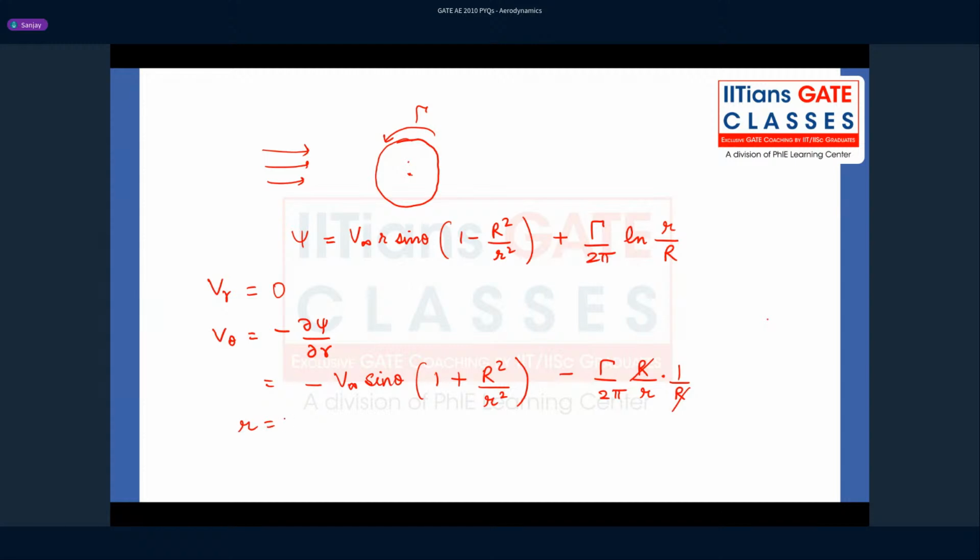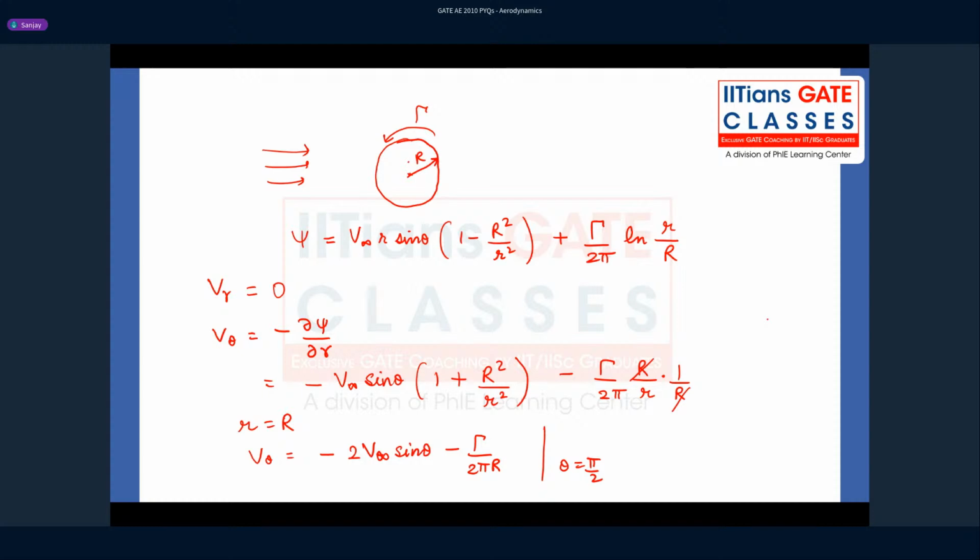So at the surface of the cylinder, your r is going to be the radius, which is capital R. The radius of the cylinder is capital R. So your v theta is going to be minus 2 times v infinity sine theta minus gamma by 2 pi r. And you want to find the azimuthal velocity at theta equal to pi by 2. So all the values are given to you. You just have to substitute.